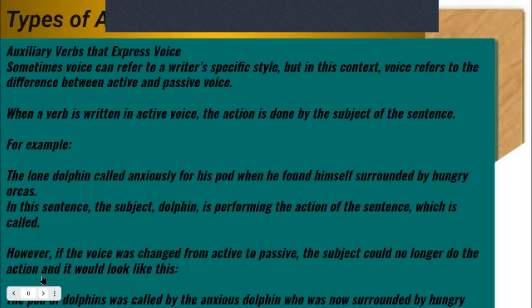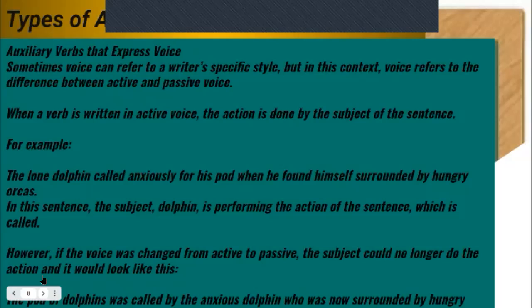There are auxiliary verbs that express voice. Sometimes voice can refer to a writer's specific style, but in this context, voice refers to the difference between active and passive voice. When a verb is written in an active voice, the action is done by the subject of the sentence. For example, "The lone dolphin called anxiously for his pod when he found himself surrounded by hungry orcas." In this sentence, the subject dolphin is performing the action of the sentence, which is called.